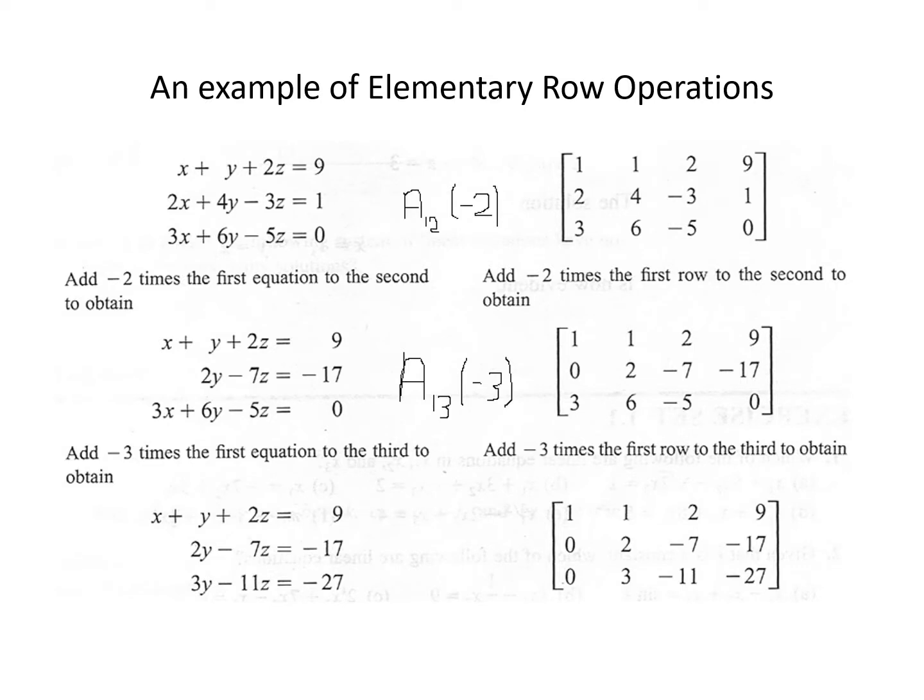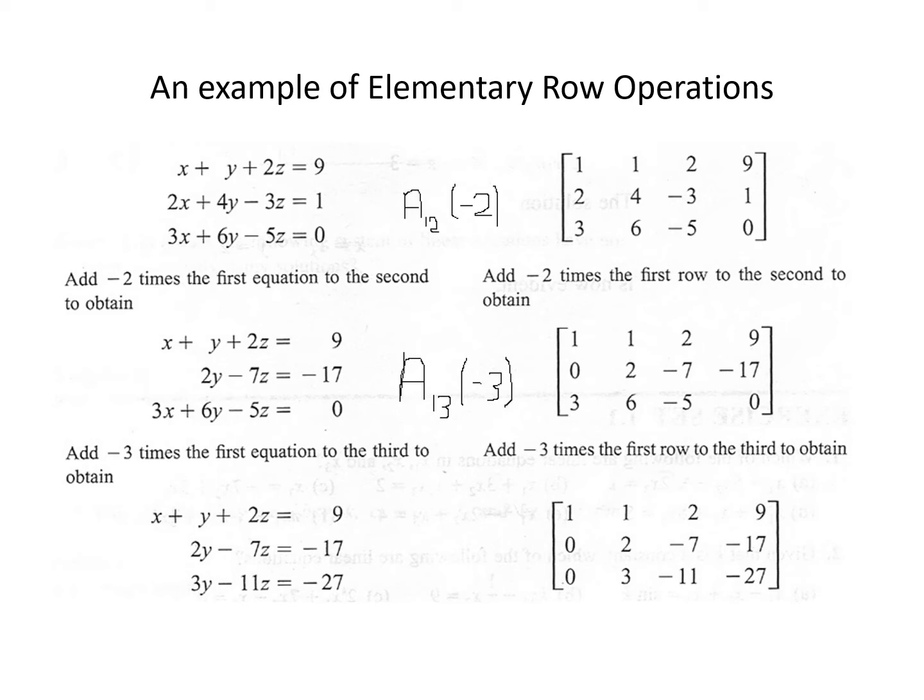In this example, we are applying elementary row operations to a system of equations. Here the system of equations is: x plus y plus 2z equals 9. Second equation is 2x plus 4y minus 3z equals 1. Third equation is 3x plus 6y minus 5z equals 0. We are interested in finding the values of the three variables x, y and z. So we apply elementary row operations to get the solution.